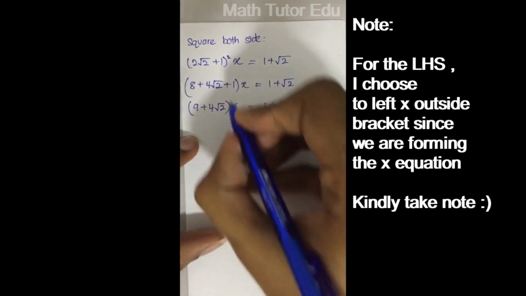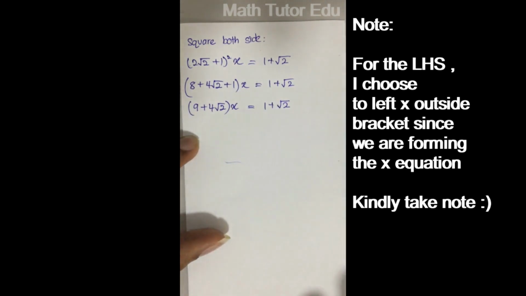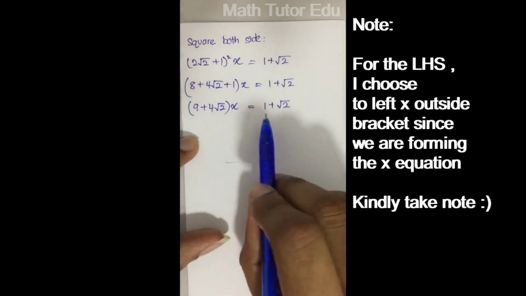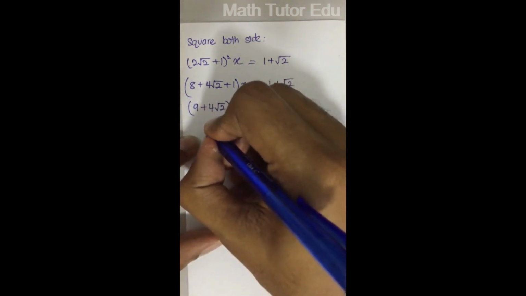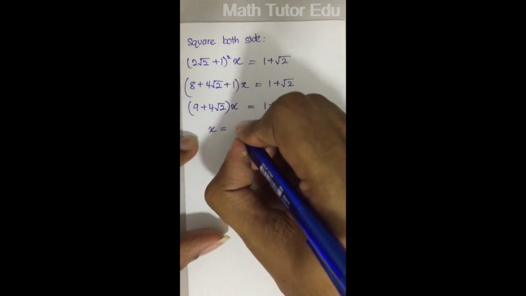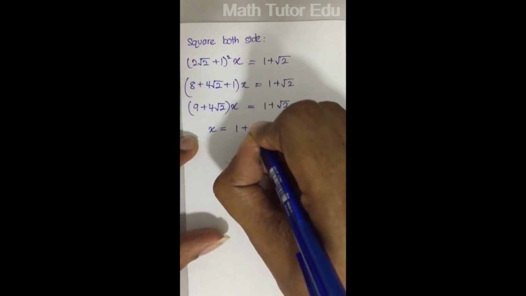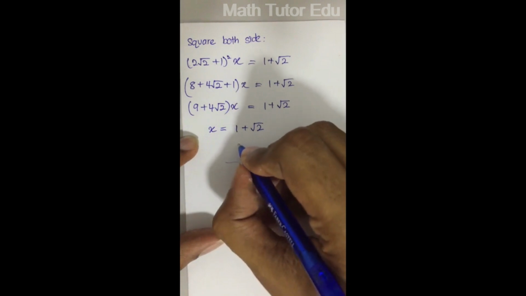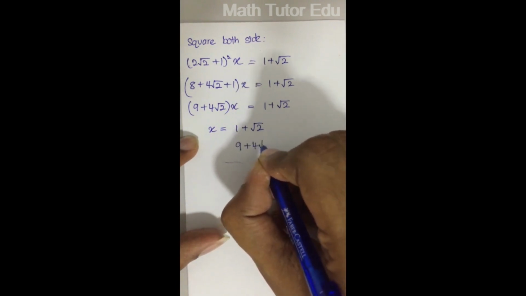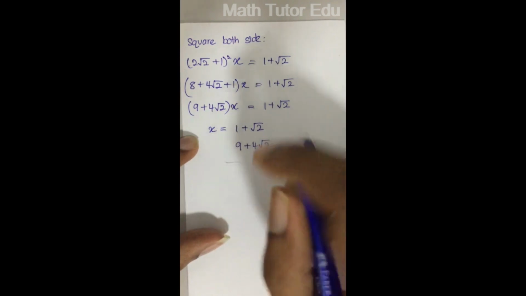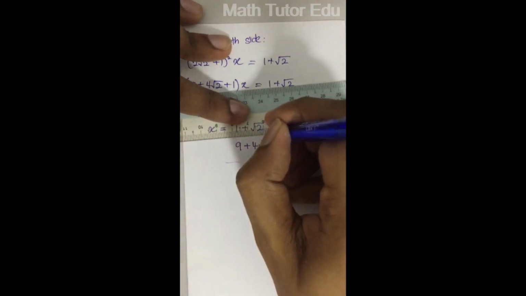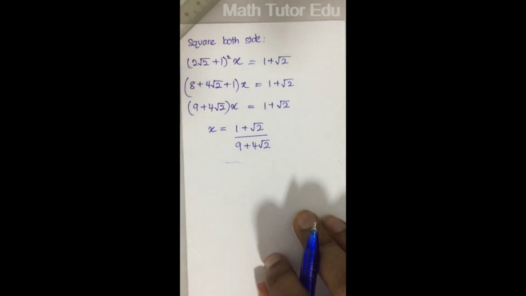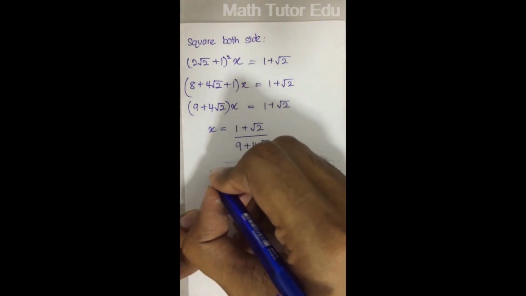So for the next step, what we're going to do is find the value of x. So how to find the value of x? Very simple, 1 plus surd 2, you divide by 9 plus 4 surd 2. So from here, your x will be equal to 1 plus surd 2 divided by 9 plus 4 surd 2. Okay, let me underline the fraction.